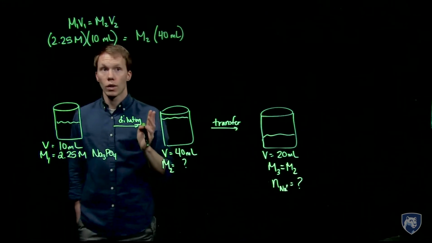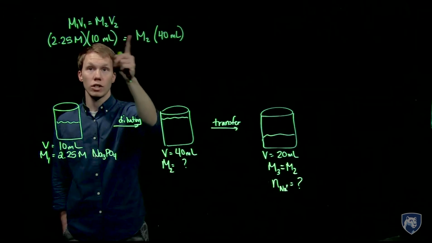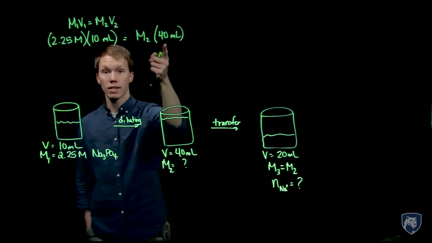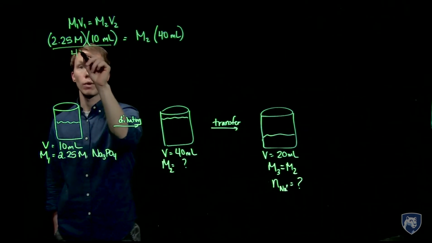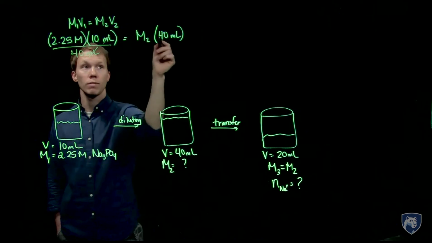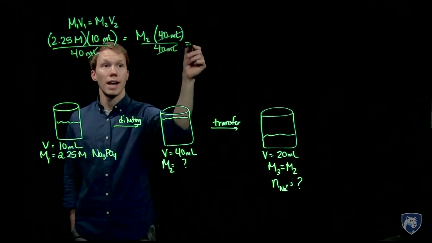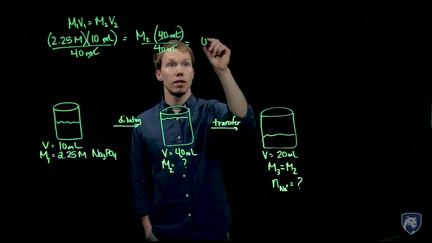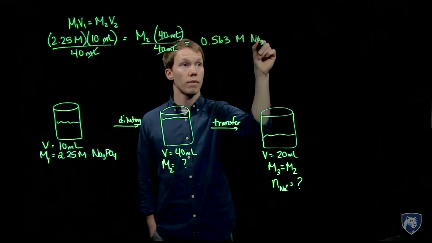So your concentration units are moles per liter here, and like I said, we can work with any concentration units as long as they're the same on both sides, and any volume units as long as they're the same on both sides, such that they cancel. So we're going to divide both sides by 40 milliliters, so you'll see my volume unit cancel out, and we'll be left with a concentration of molarity. The math here works out to be 0.563 molar sodium phosphate.